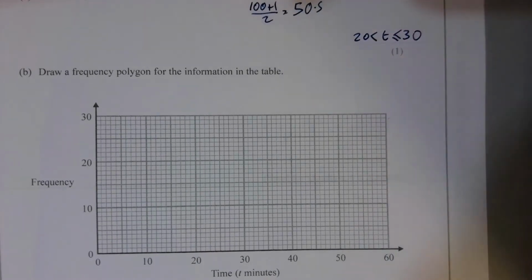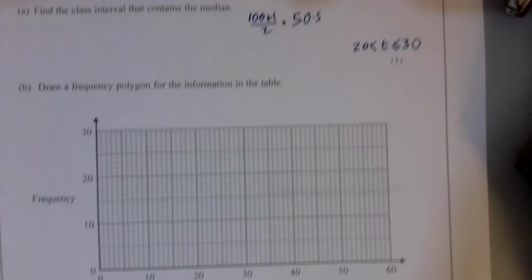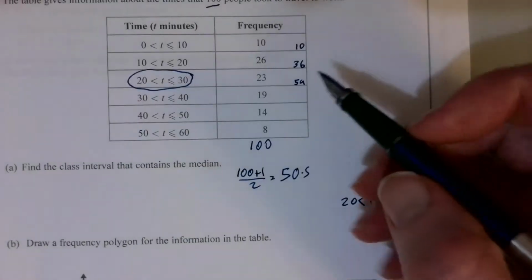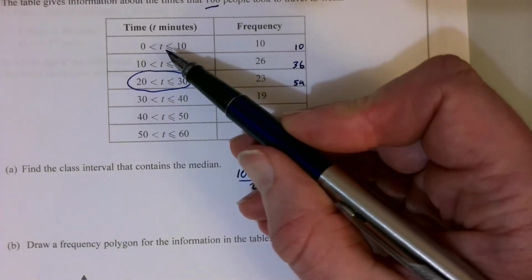Draw a frequency polygon for the information in the table. Well, to do that, we need to put a cross on from the midpoints.